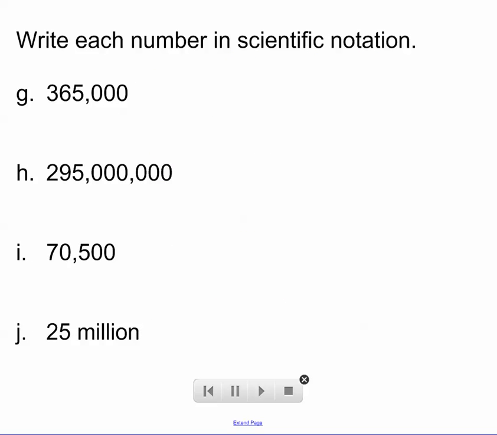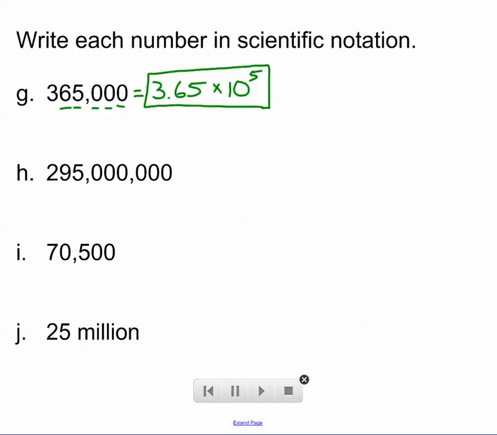On the next slide here, we're going to go from standard notation. These are in standard notation, and we're going to write them in scientific notation. Okay, so I know that I want this to be 3.65. The question is, what power of 10 am I multiplying by? Okay, so to get that decimal place right here between the 3 and the 6, how many places would I have had to move the decimal? 5 places. That's it, 3.65 times 10 to the fifth.